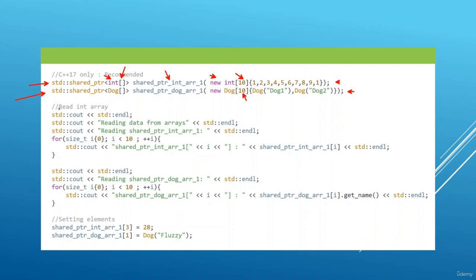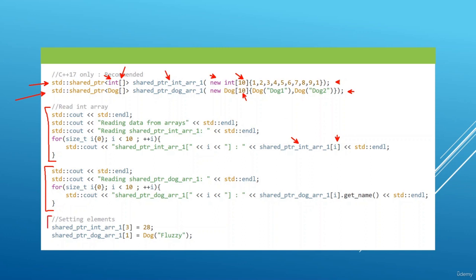Once we have the array set up, we can loop through the array and do all kinds of crazy things. For example, we can print out all the elements here. We're going to print each element in our shared pointer int array. As you see here, we're going to print each element at each index. We can print the array containing our dog. We're going to be printing the name of each dog in our array. We can really do all kinds of crazy things.